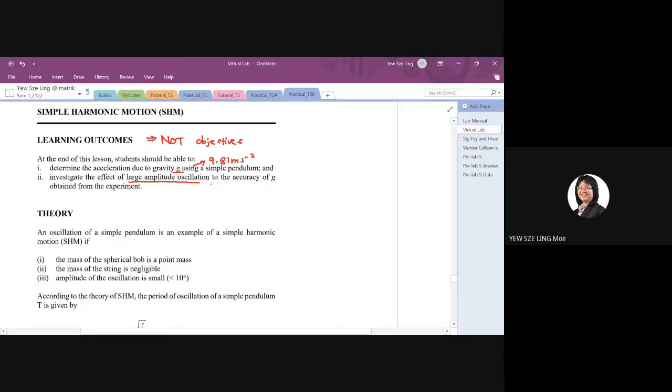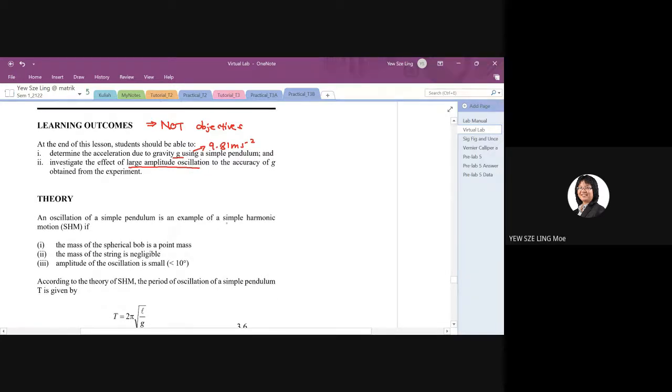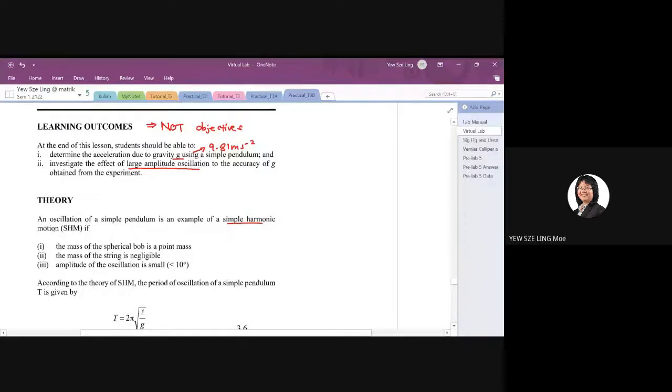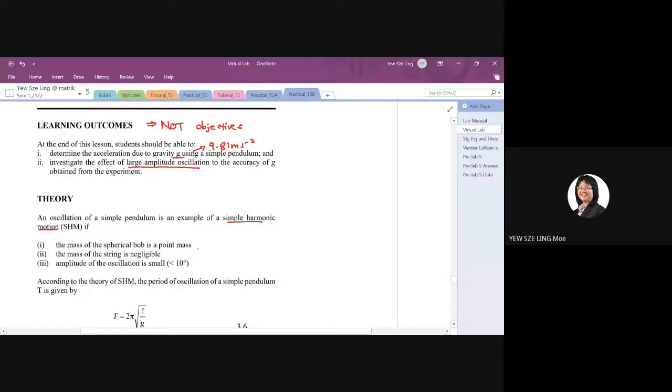So in this experiment, angle should be a constant value. All right. Why? Because you look at the theory. Now, what does theory tell you? Theory tells you a simple harmonic motion comes with a few assumptions. First one, the simple pendulum bob is a point mass. Okay, you treat it as a point mass. You cannot treat it as an object with a large volume.